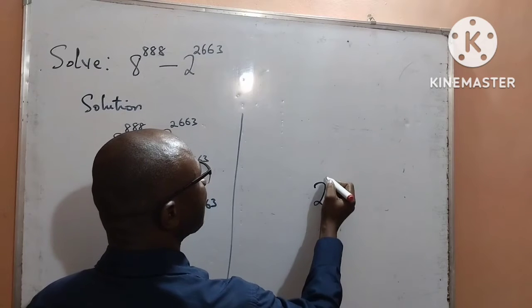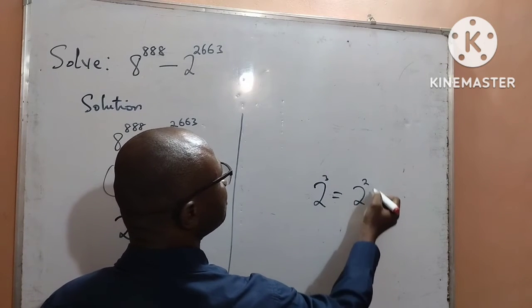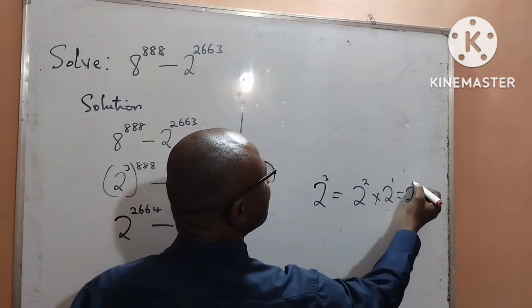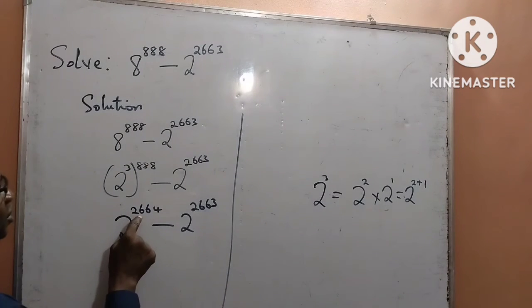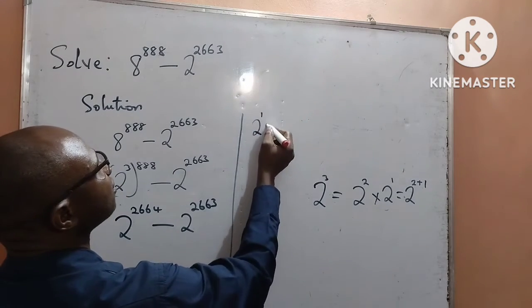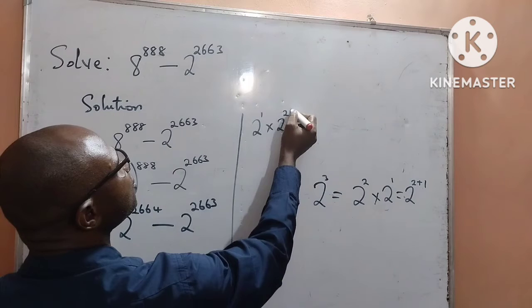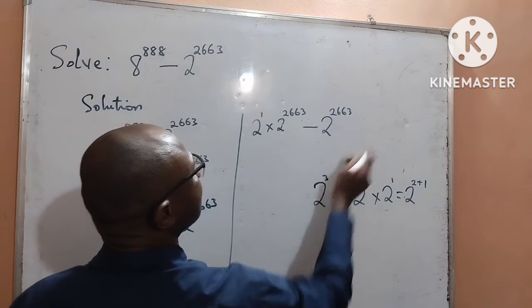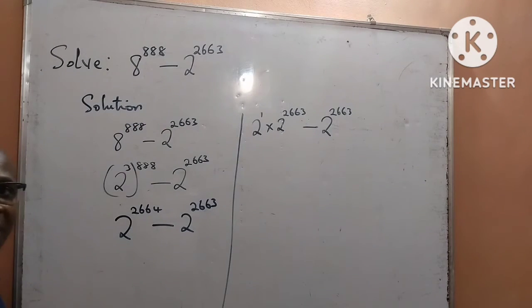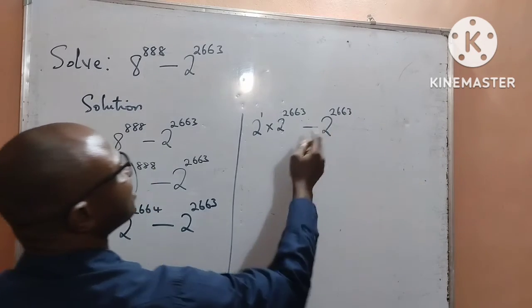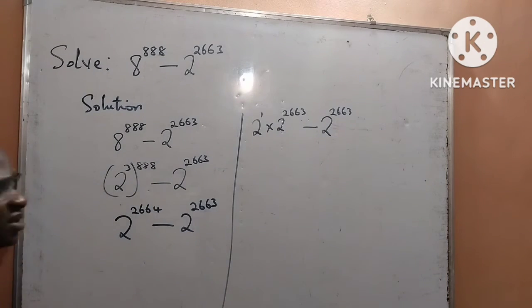Meaning that if I have 2 to the power of 3, I can write it as 2 to the power of 2 multiplied by 2 to the power of 1, because according to the law of indices, it is equal to 2 to the power of 2 plus 1. So I am going to apply it to this place, and that is going to give me 2 to the power of 1 multiplied by 2 to the power of 2663, then minus 2 to the power of 2663. Now you can see I have gotten what I want to achieve. I have 2 to the power of 2663, also 2 to the power of 2663. So something is factorizable. I can now factor it.